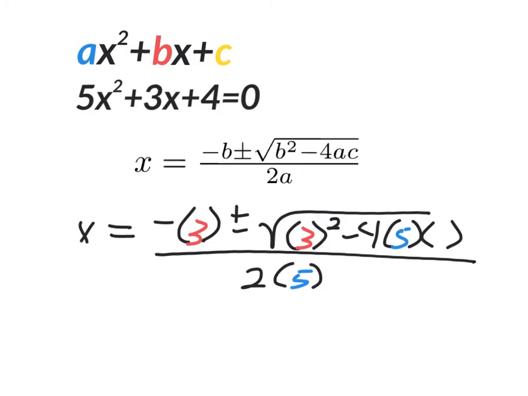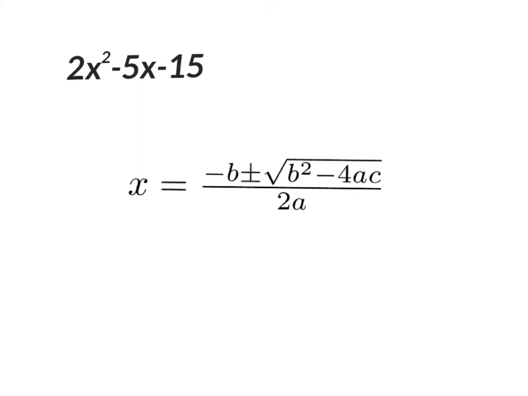And then, of course, everywhere we see a c, we're plugging in a 4. So we would plug in 4 here. It's only right there. That's where we see 4. So that's what it looks like to set up the quadratic formula. I'm going to do one more example. The difference in this one is that the b is actually a negative.